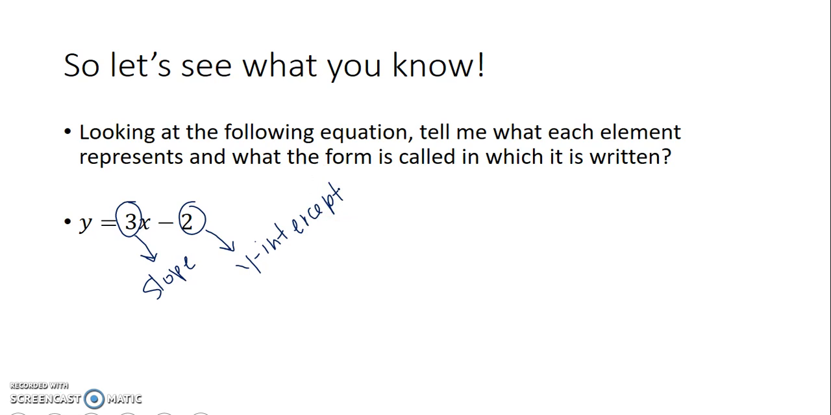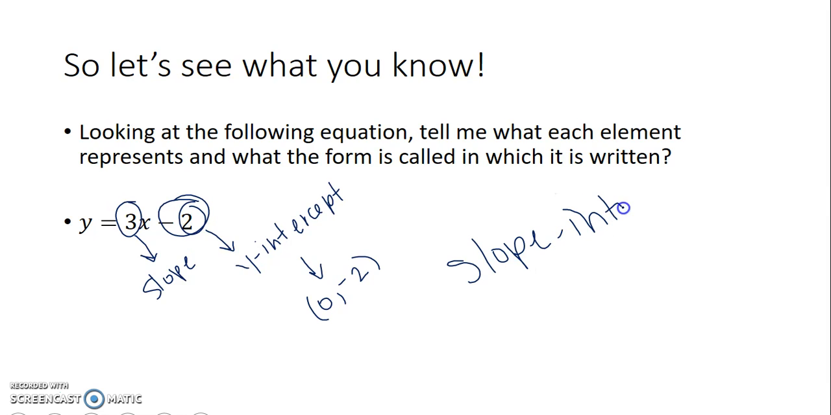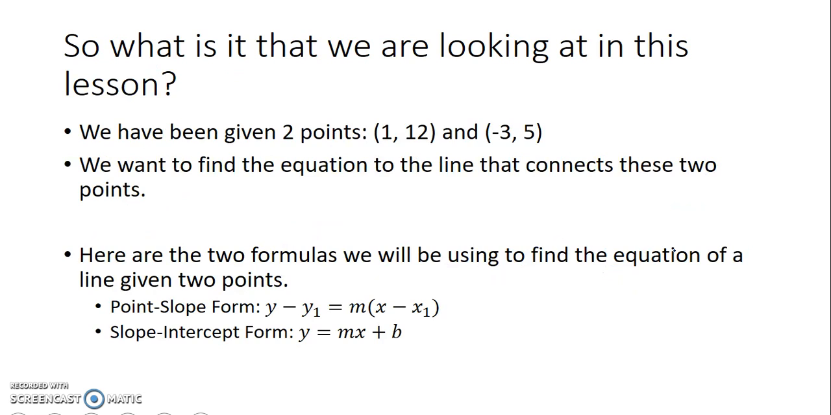Okay, all right, and I just want to point out that with this one, since we have a negative in front of it, that's going to look like this. So it's actually (0, -2), right? Okay, and what did you think that this form was called? Awesome, slope-intercept form. This is great. I'm so glad that you remember a lot.